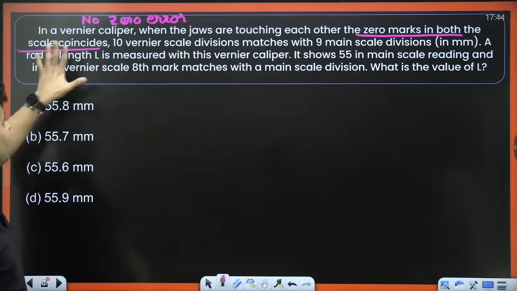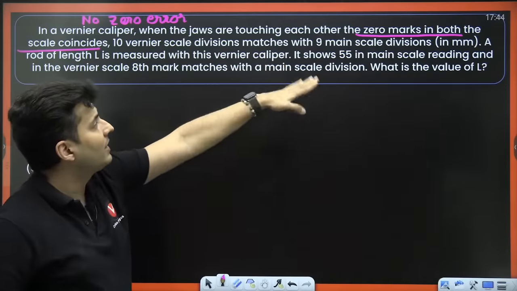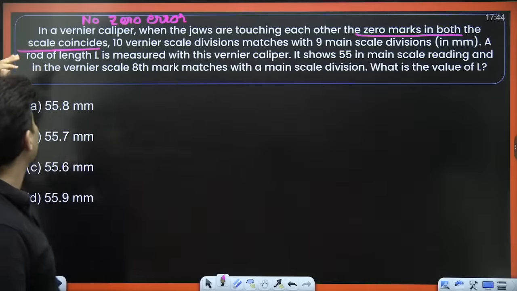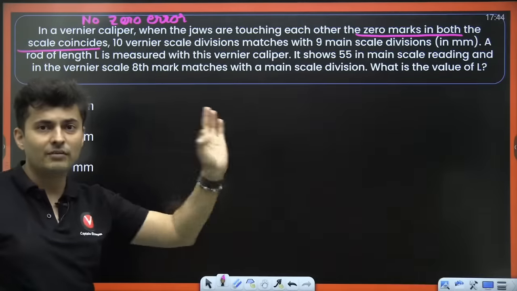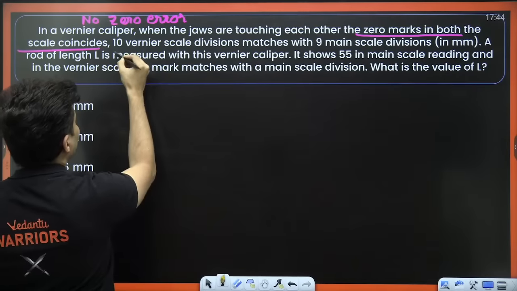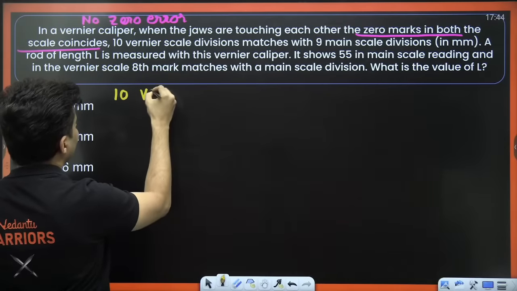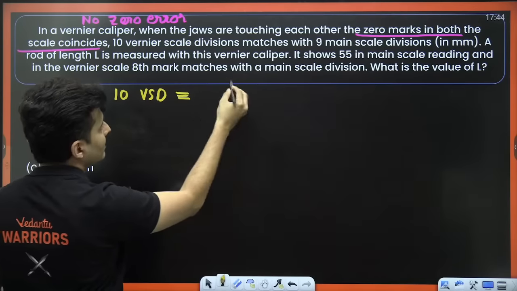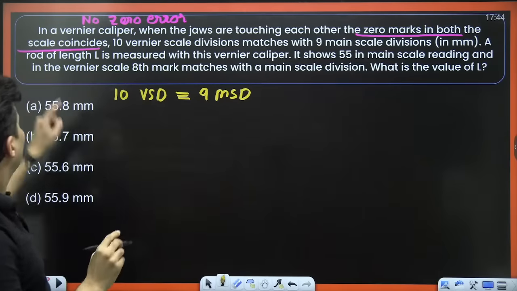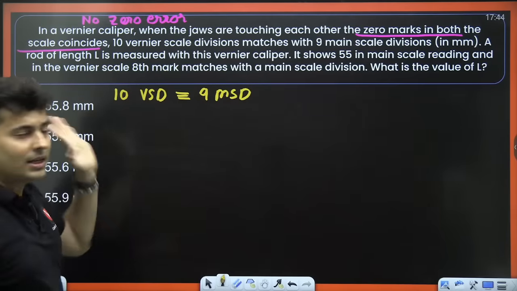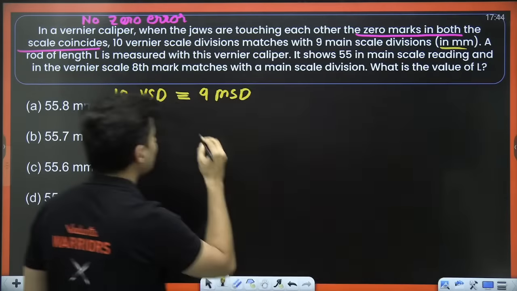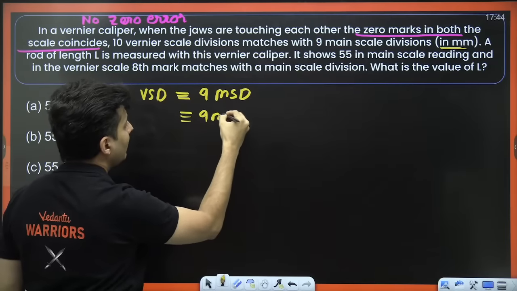Now, 10 vernier scale divisions match the 9 main scale divisions. The length of the rod is measured using this. So first thing, we should find the least count, I believe. Without least count, we should not proceed. Now, it is clearly mentioned 10 vernier scale divisions coincide with 9 main scale divisions. And each main scale division is 1 millimeter, because it is clearly mentioned it is in millimeters. So this is also like 9 millimeters.